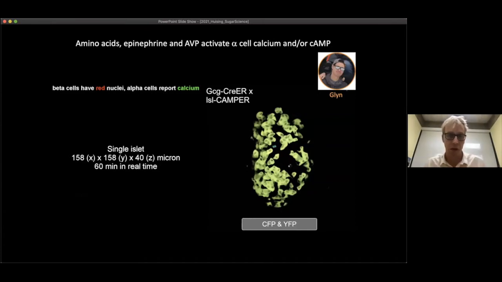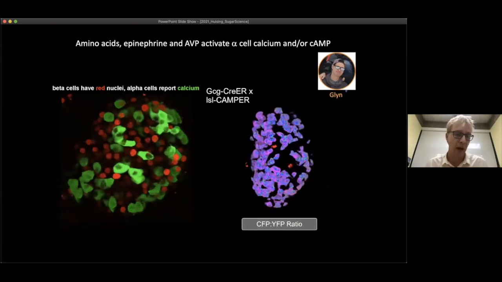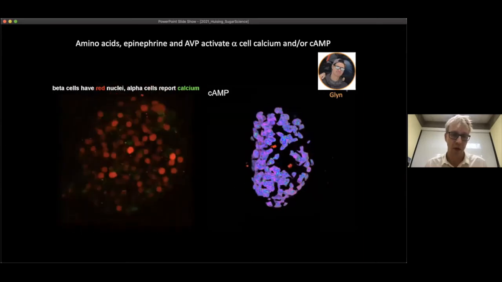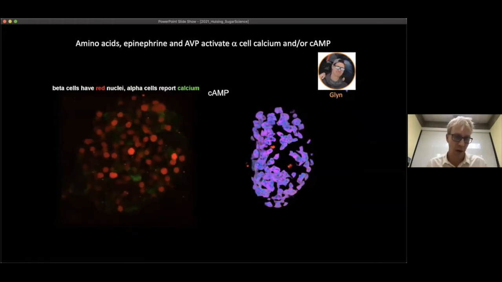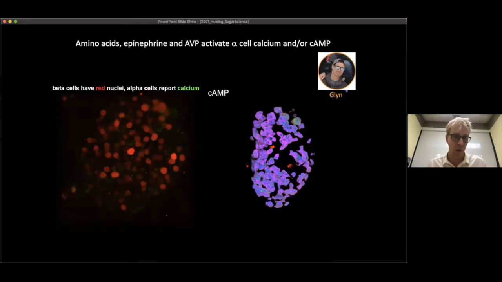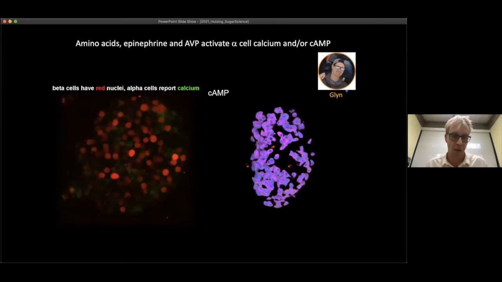Glenn Noguchi. He just graduated last week, who has done wonderful work on a story where he's been able to visualize the behavior of alpha cells in response to a number of textbook activators of their signaling and secretion. And what you're going to see on the left is calcium, on the right cyclic AMP, in response to amino acids, in response to epinephrine, and in response to the posterior pituitary hormone AVP, which are all known to activate glucagon secretion.